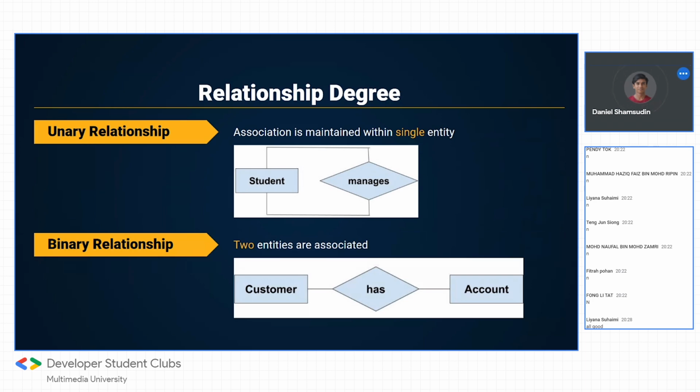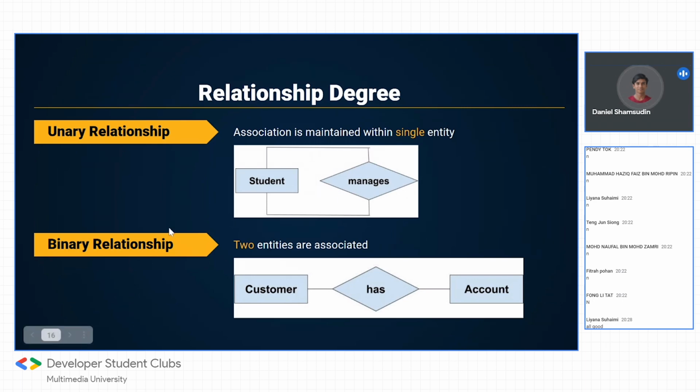In a unary relationship, an association of entities is maintained within a single entity. So you can see a student manages a student. Just imagine that this one is a real relationship. A student manages a student. So that one is unary. That means a single entity.